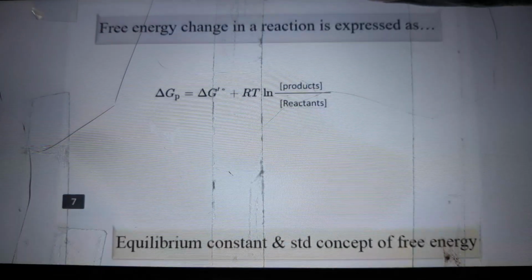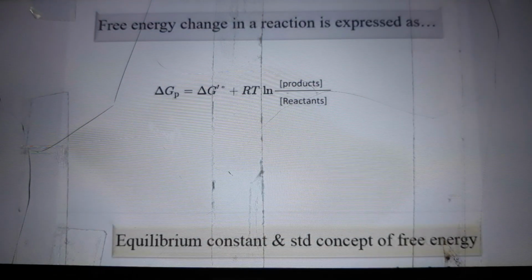Next, the free energy change in a reaction is expressed by delta G is equal to delta G naught plus RT ln products by reactants.